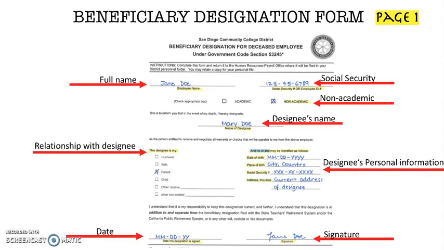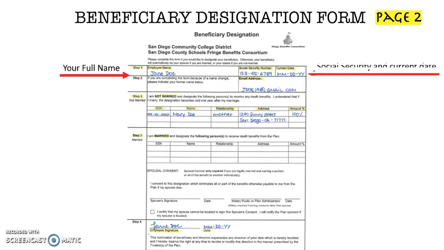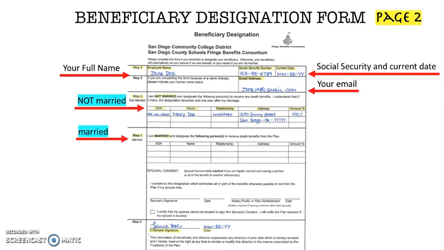On the second page of the beneficiary form, you will include information about the person you've designated as your beneficiary on page 1. Start by completing the form with your full name, Social Security number, current date, and your email. Then, complete step 3 on the form. If you are not married, complete the first part with the designee information. If you are married, complete the second part.